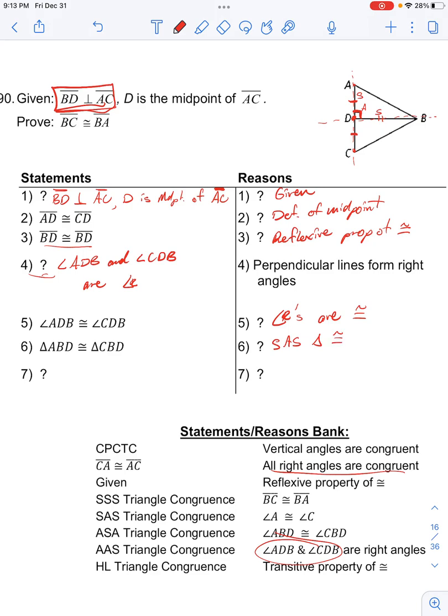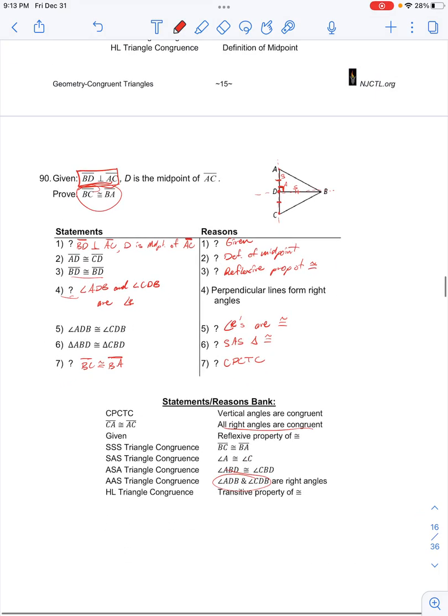And then number 7, of course, is what we're trying to prove. So we're trying to prove that BC is congruent to BA. And this is done by the fact that we've proven that the two triangles are congruent. And it would follow that the corresponding parts of the congruent triangles must also be congruent by CPCTC. And this is our proof complete.